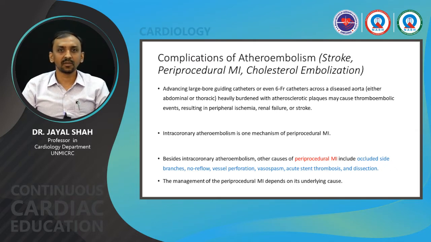And besides intracoronary atheroembolism, other causes of periprocedural MI include occluded side branches, no-reflow, vessel perforation, vasospasm, acute stent thrombosis and dissection. And the management of periprocedural MI depends on the underlying cause.